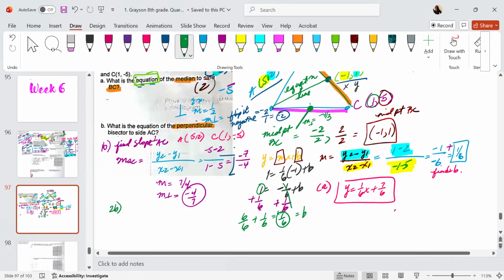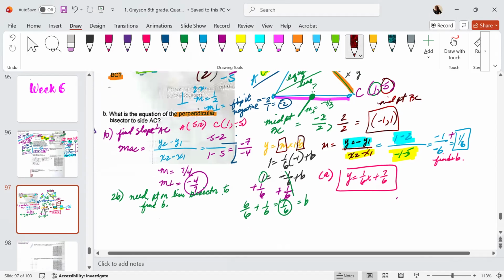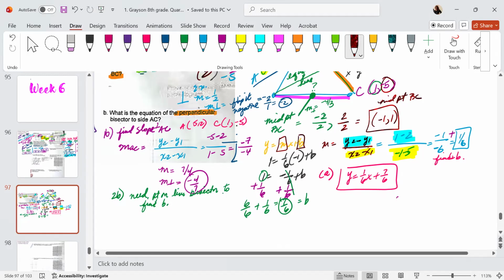So 2B. Need a point on the line bisector, correct? I need a point so I can find b, right? To find b, correct? How can I find that point? What can you do to find that point? What does that point look like to you? Doesn't that look like the midpoint of AC? So let's find the midpoint of AC, okay? What's the midpoint formula?